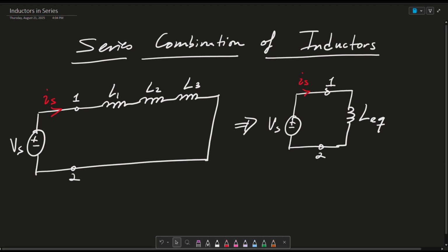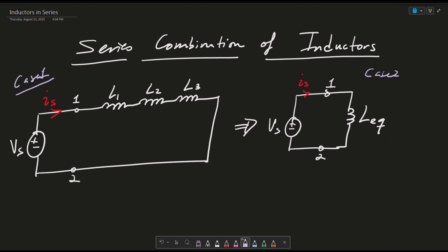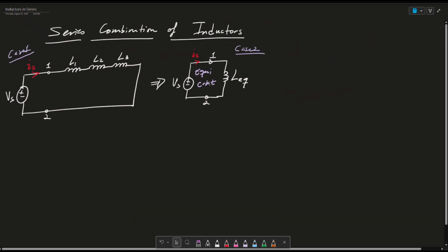All right, so what we're going to do here is say that this is case 1 and this is case 2, where this is the equivalent circuit. All right, and we're going to write some equations for case 1. Let me zoom out here.